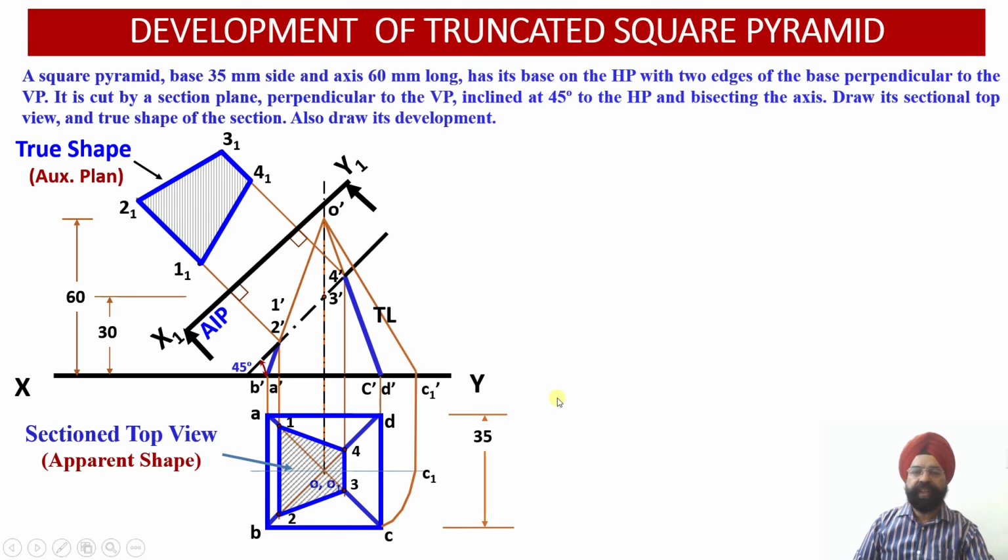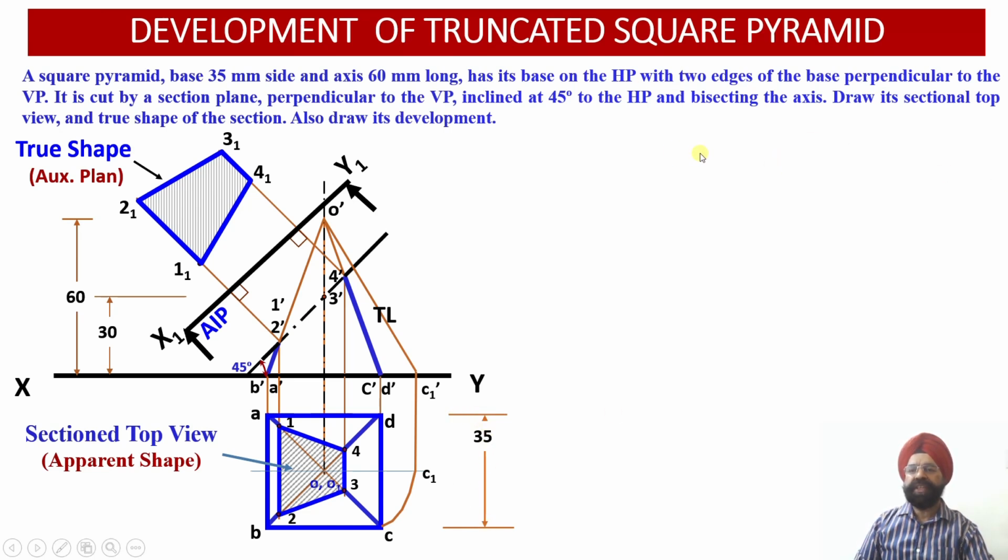The moment I join this, I have been successful in obtaining the true length of one of the slant edges, and all the slant edges will have the same true length. So since all these slant edges have the same true length, the true length is available with me. How much is that? O dash C1 dash. And how much is the edge of the base? This is equal to 35 millimeter.